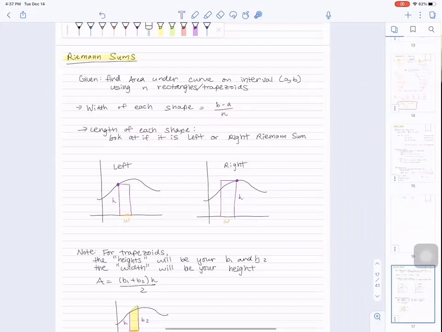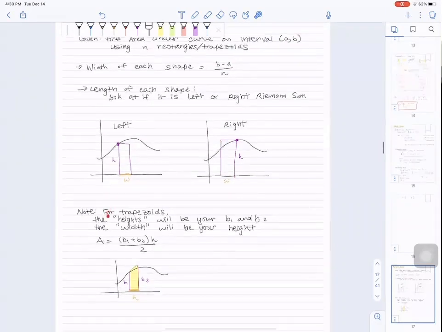And the height of the shape, depending on if it's a left or right Riemann sum, when you're doing rectangles, for the left Riemann sum, you would always use the left point to find that height. What is that y value? And use that as your height. For the right Riemann sum, you would use the right endpoint of whatever interval you're doing and use that as your height. Note that for trapezoids, usually it turns out that these widths that we use will become your height in your area formula for a trapezoid.